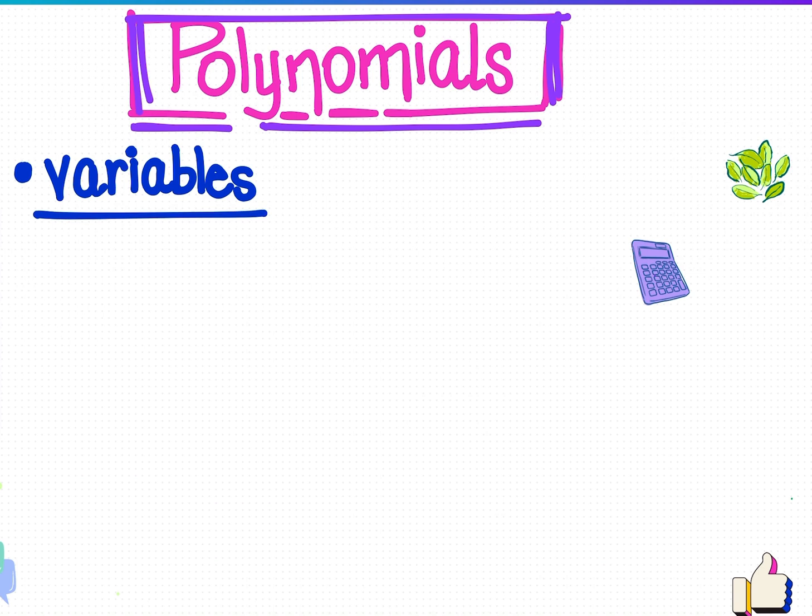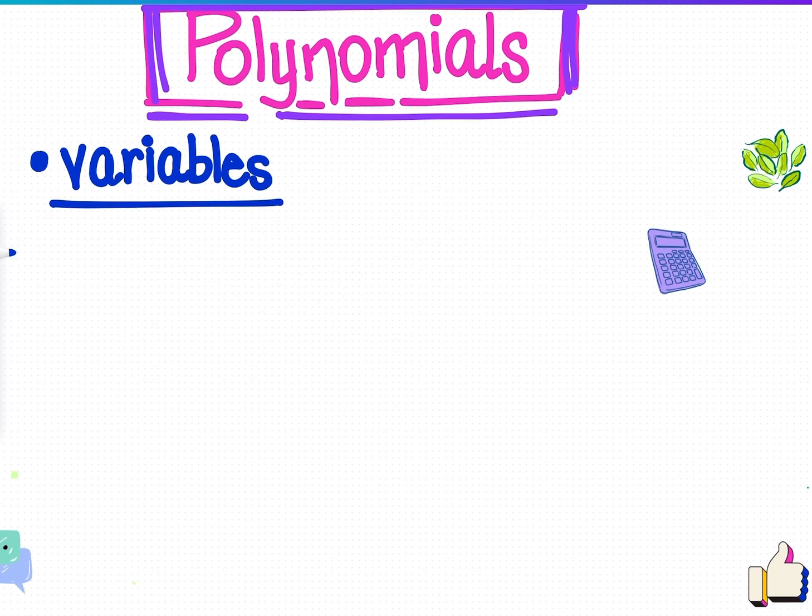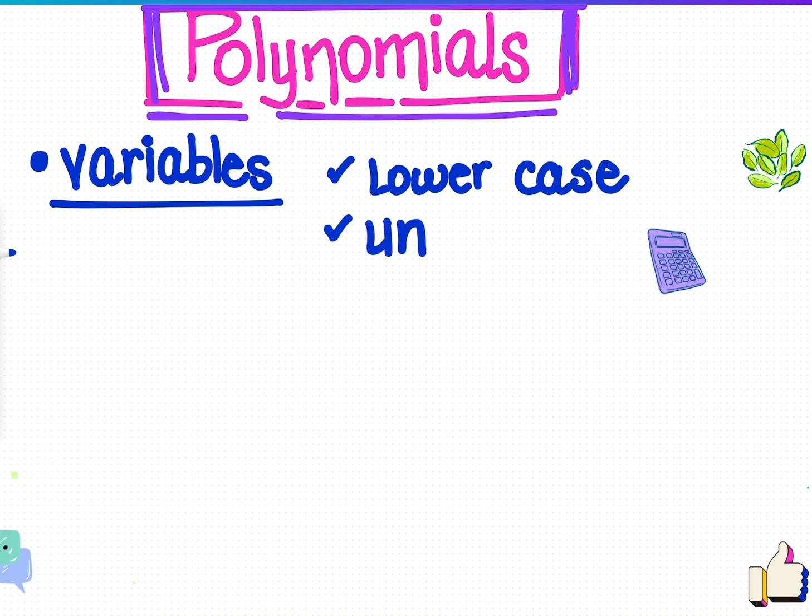So variables are going to be all lowercase letters that you will see. In polynomials, you'll see a lot of lowercase letters and they are called variables. They always denote an unknown value. That is another thing to understand. An unknown value.